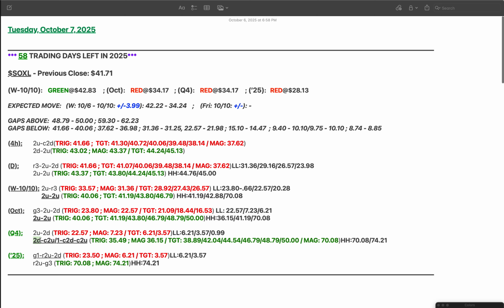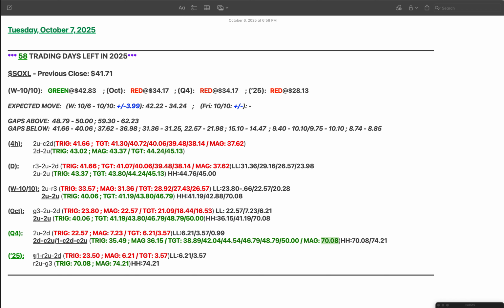And then we've got, of course, from the quarter perspective, we talked about how we reached the magnitude for the 2 down, combo 2 up, and triggered the 1 combo 2 down, 2 up at 35.49. Already reached the magnitude, so we're just looking for these higher targets here, 42.04, 44.54, and then we brought these extended targets on here as well because, again, we're moving with some great pace. So again, the ultimate magnitude for that move is 70.08. I'm not sure that we're going to get that this quarter. We have been moving pretty crazy, but I don't think we reach that level this quarter. But that's the ultimate target as long as we're above that 36.15.